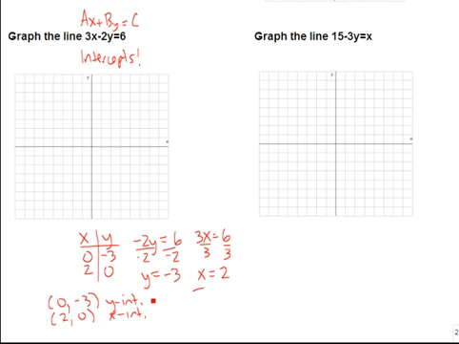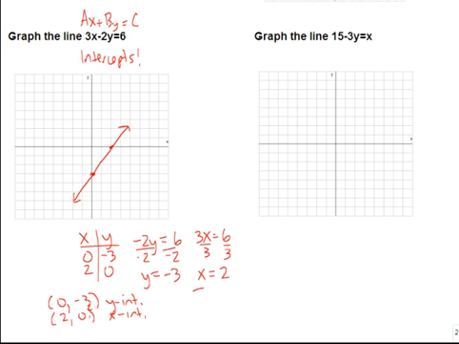So all I have to do to get my line is plot these 2 intercepts on my axes. (0, -3) would be right here, and (2, 0) would be right here on the x-axis. Connect them with my line, and we're done.